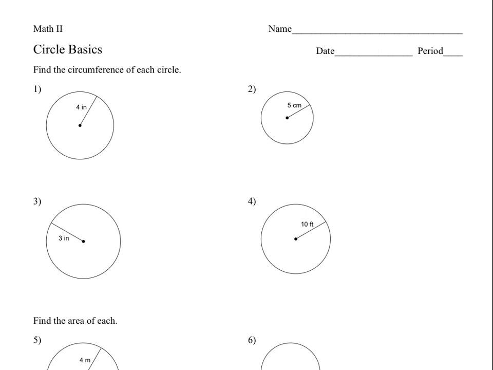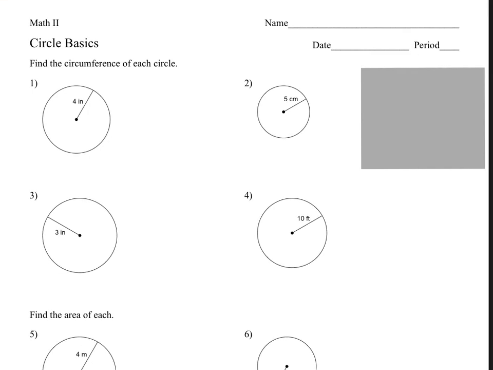So we had formulas for circumference. Our formula said that 2 pi times the radius equals the circumference. So 2 times pi, the radius here is 4 inches, equals the circumference. So 2 times 4 is 8. So the circumference here is 8 pi inches.